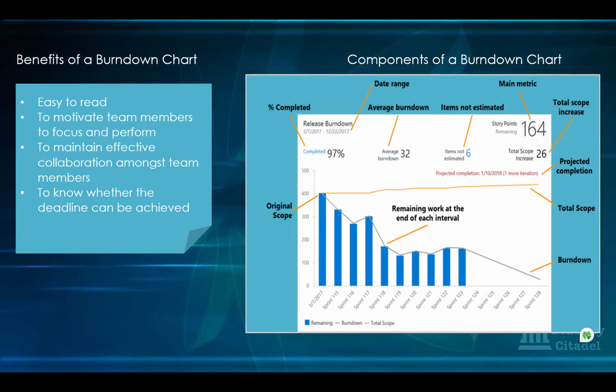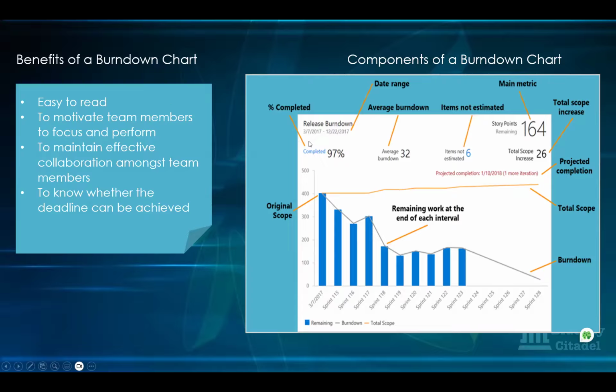So your burn down chart gives you an overall view of what is going on your board. Okay, and then it also helps you, like I said earlier on, to know whether the deadline can be achieved. Are we going to achieve the goal that has been committed into the sprint?